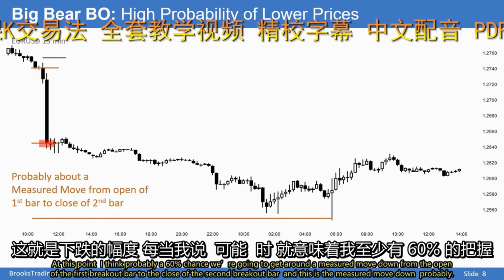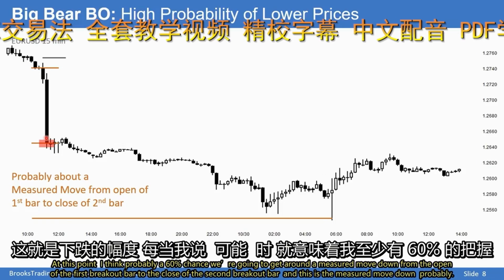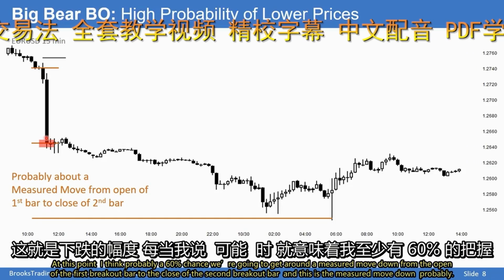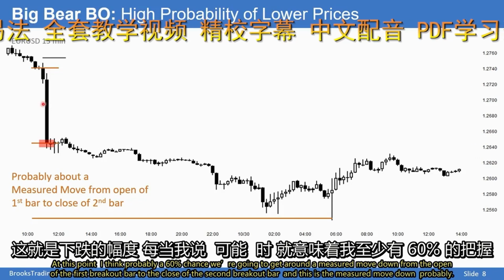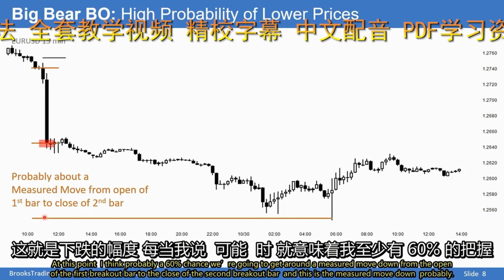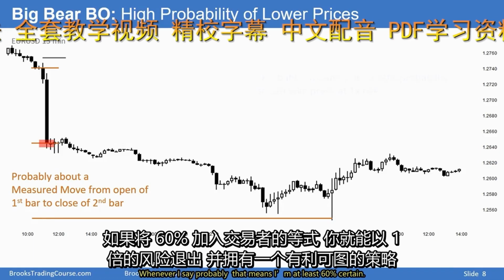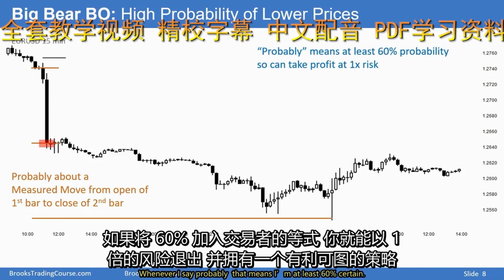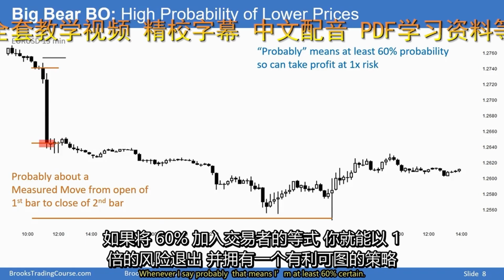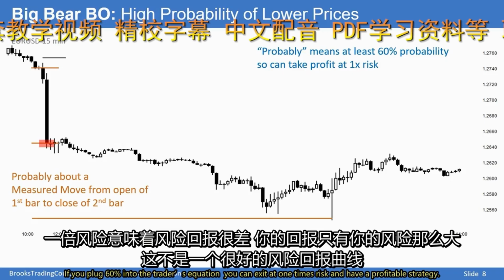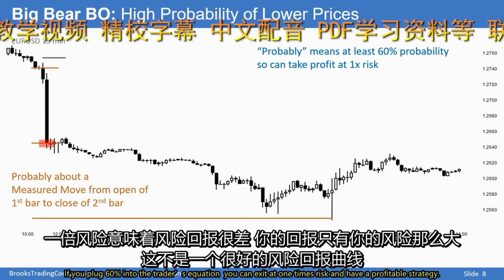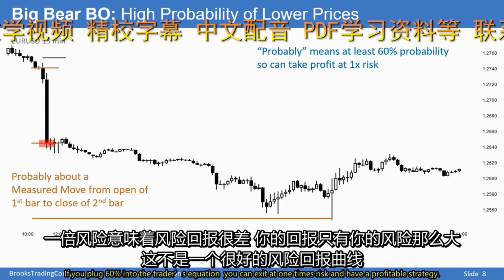At this point, I think probably a 60% chance we're going to get around a measured move down from the open of the first breakout bar to the close of the second breakout bar, and this is the measured move down. Whenever I say probably, that means I'm at least 60% certain. If you plug 60% into the trader's equation, you can exit at 1 times risk and have a profitable strategy.